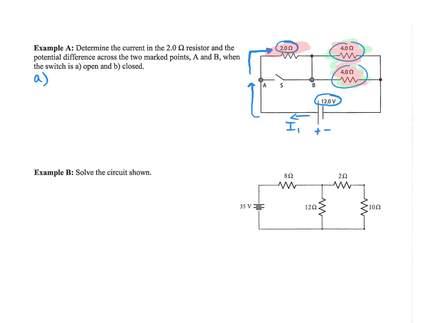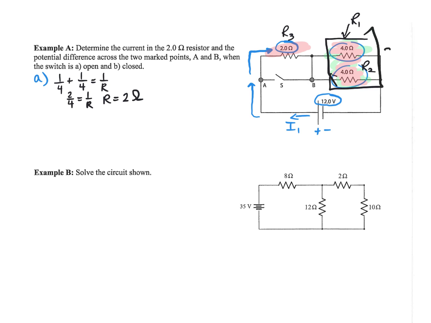So let's do that. To figure out this resistance right here, let's do this first. We'll call this R sub 1, this is R sub 2, this is R sub 3, however you want to do it. They're in parallel, so it's 1 over 4 plus 1 over 4, which is 1 over R. So 1/4 plus 1/4 is 2/4, which is 1/2. So 2/4 is 1 over R, and now R is 4 over 2, which is 2 ohms. So this is the equivalent of 2 ohms, guys.